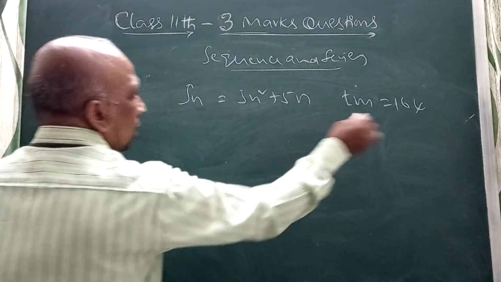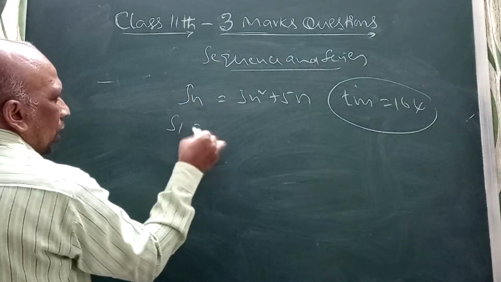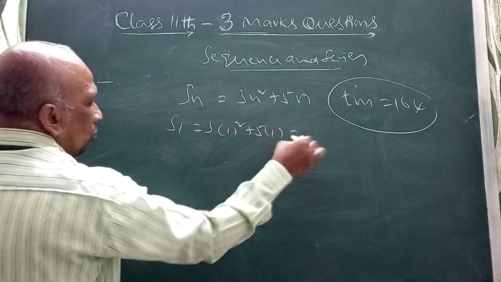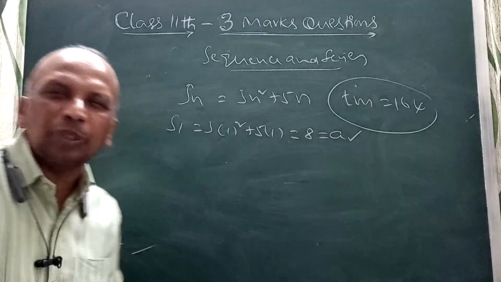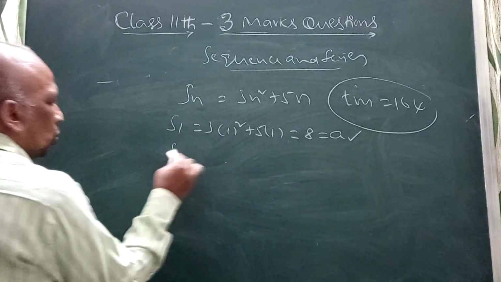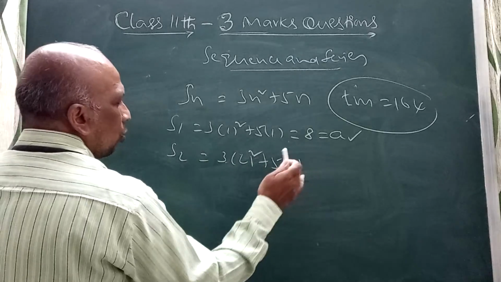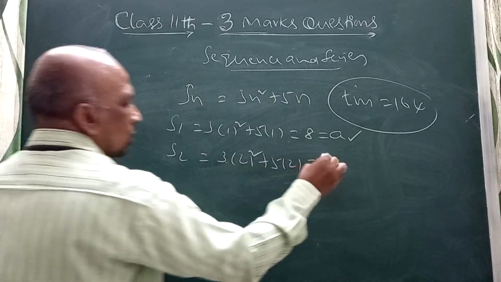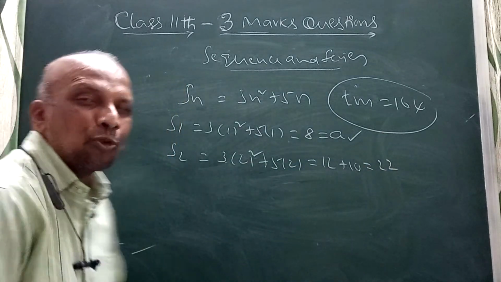Sn is given, and Tm is 164 is given. What is the m value? You can check S1. If you substitute n equals 1 in S1, 3 into 1 square plus 5 into 1, it will be 8. It's nothing but the first term. S1 is the first term. If you take S2, 3 into 2 square plus 5 into 2, that is 12 plus 10, this will be 22. S2 is the sum of 2 terms.